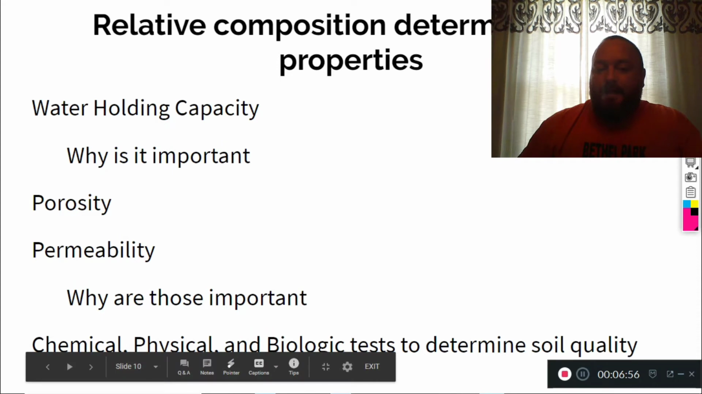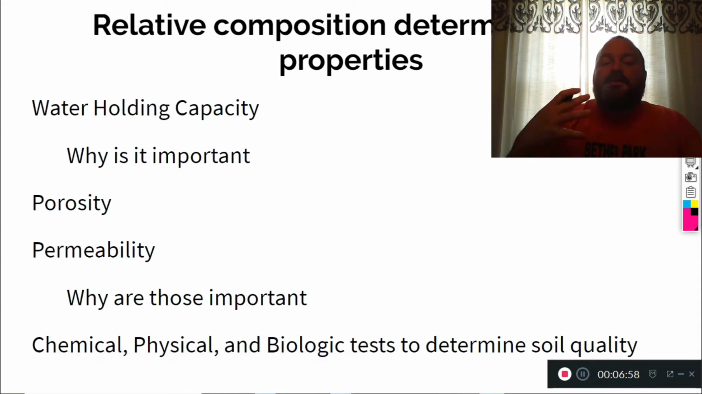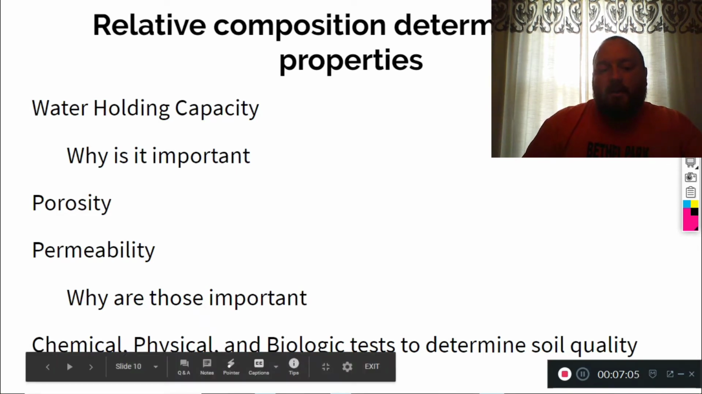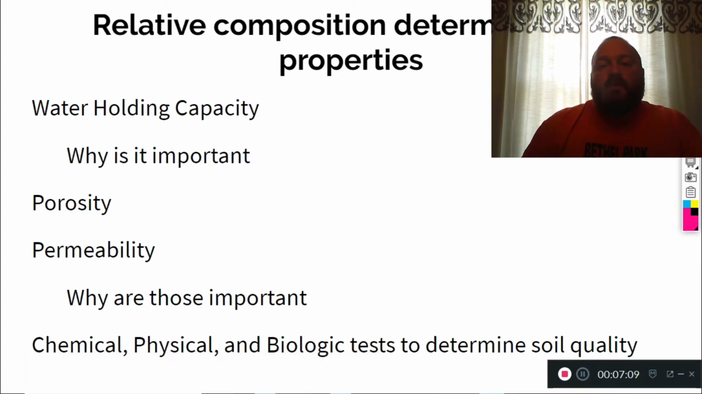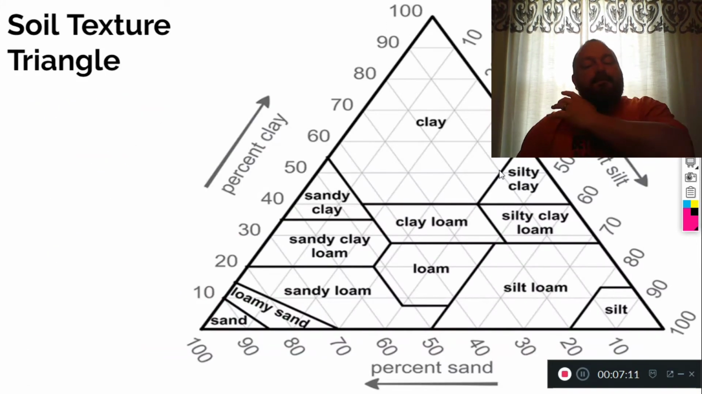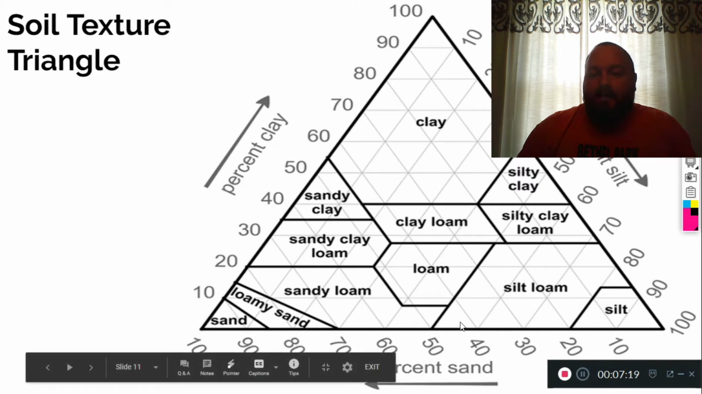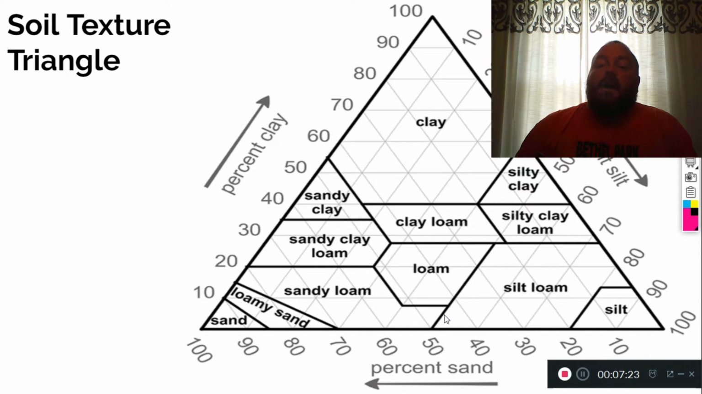So you'd want a physical test done to see if there's enough clay to increase the water holding capacity. You'd still want it to be high in nutrients though, and you'd want those microorganisms to be present. So that's the reason why we're doing these tests. And again, to determine what type of soil you have, the best physical test is to separate the components and find where it falls on the soil texture triangle, because different plants need different types of soil to grow. Also, different applications need different types of soil.